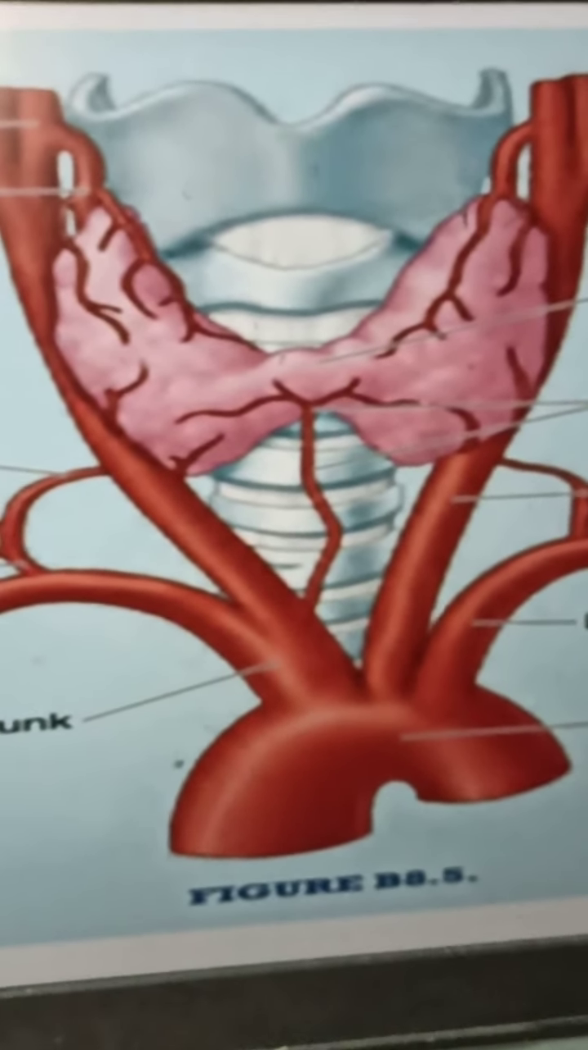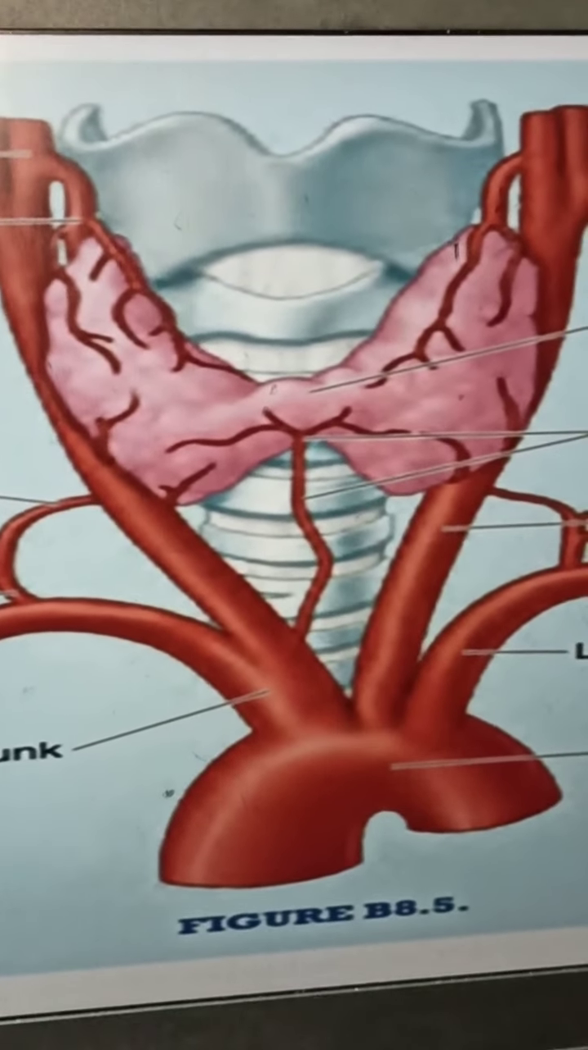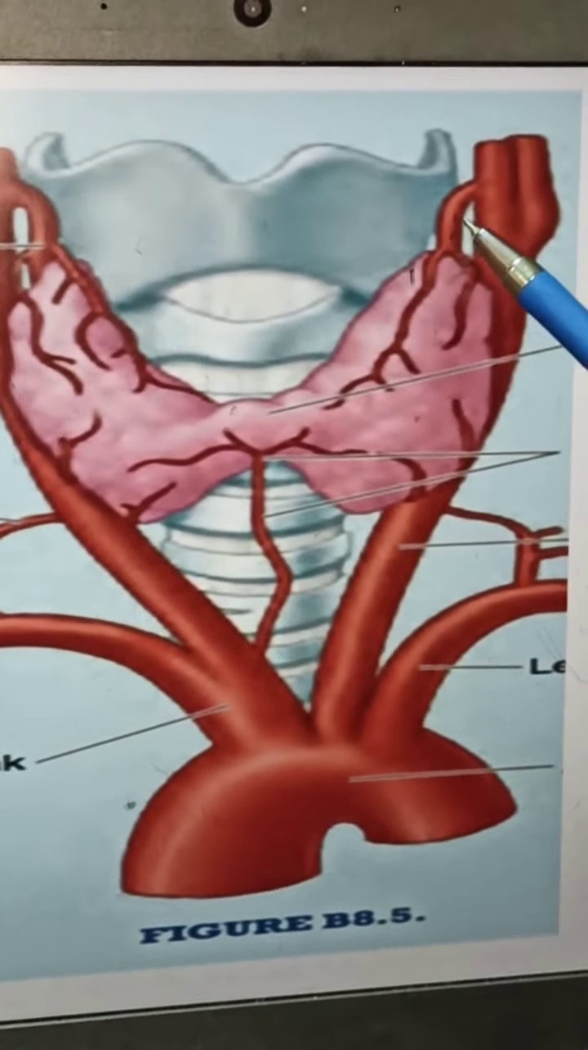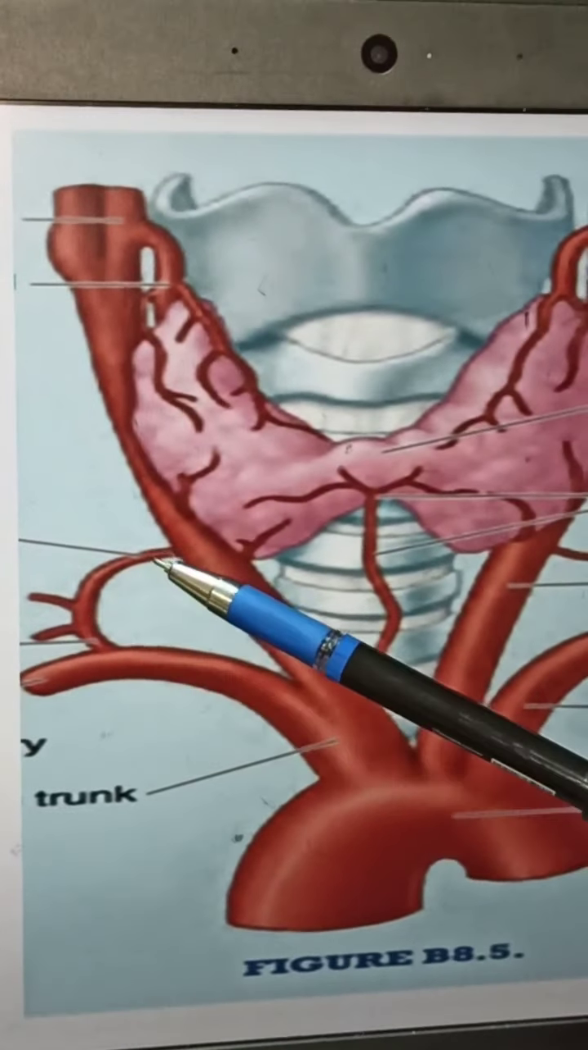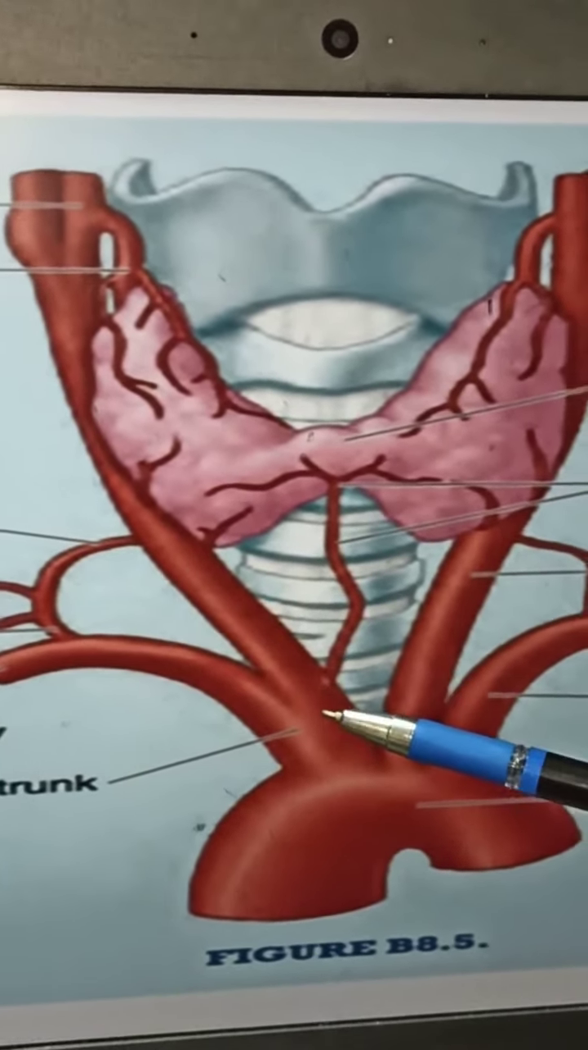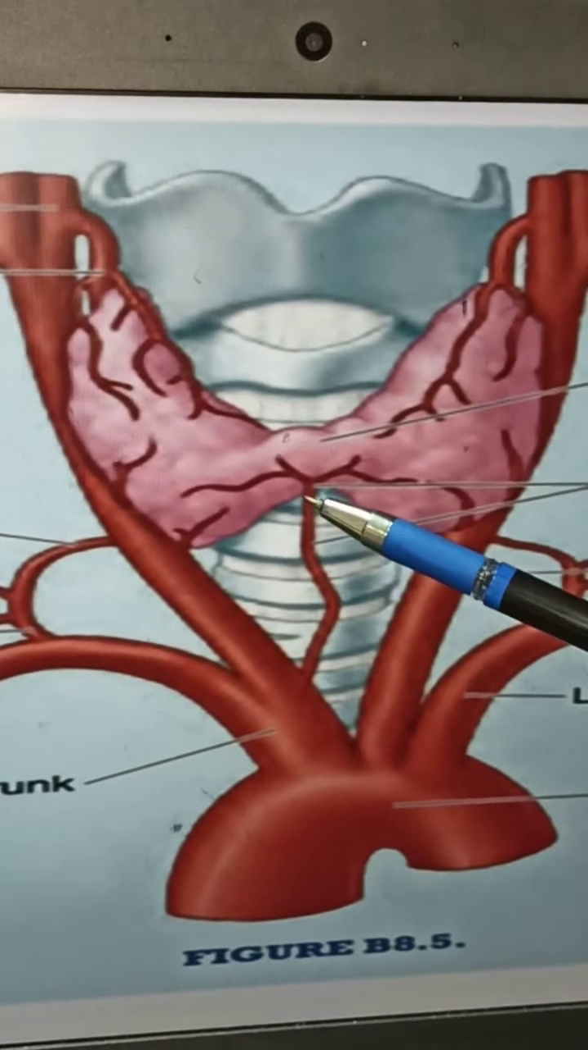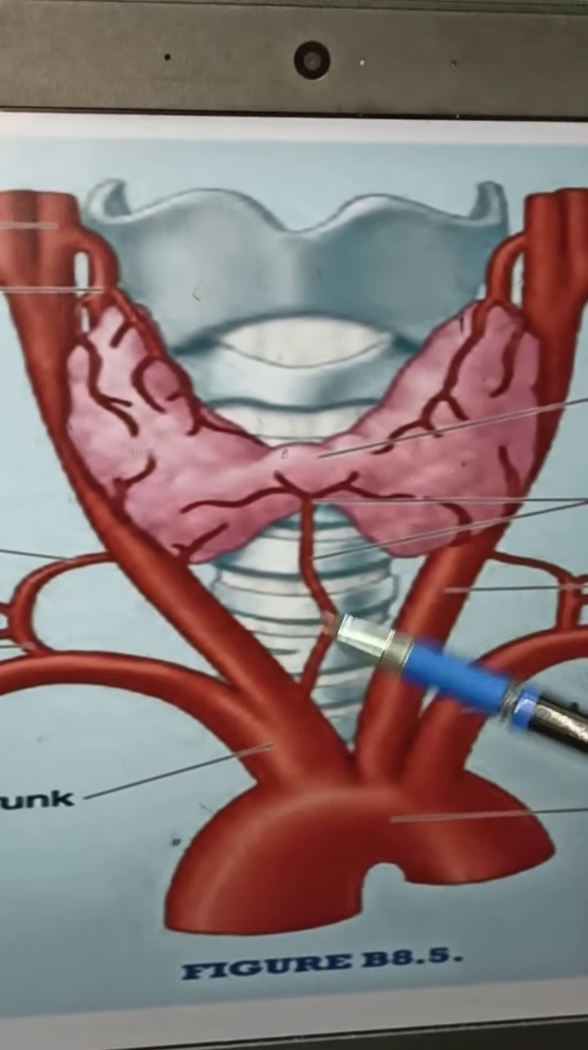Blood supply thyroid gland. Here is the arterial supply. This is the superior thyroid artery. And this is the inferior thyroid artery. And this is the thyroid-ima artery. May be absent.